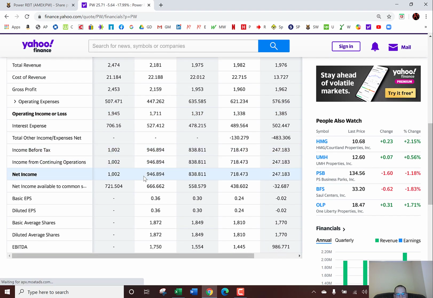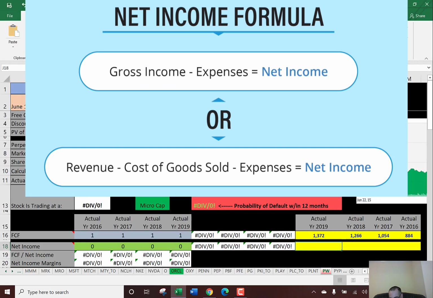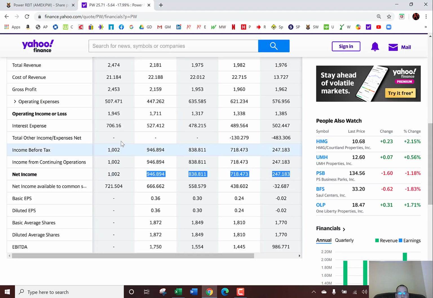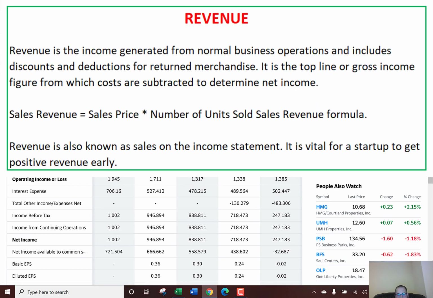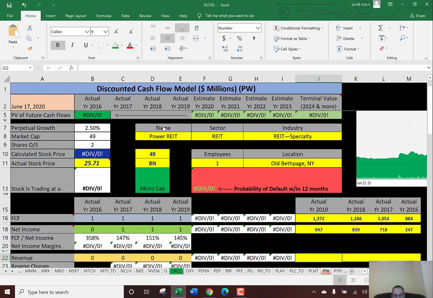But we also need net income. That's the profit and loss on the income statement. And we've got to put 4 years of that into the model. And last is revenue. That's just the sales for this company. So that's 4 years of sales. And their sales are the lease and rent payments on the properties they own.